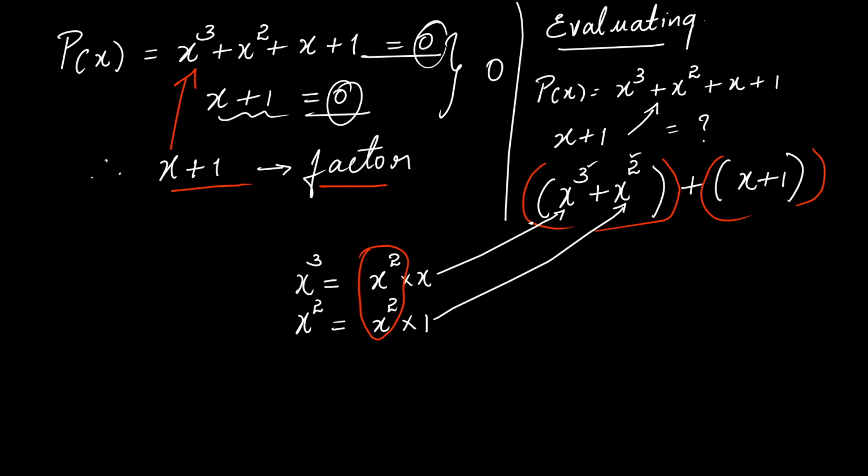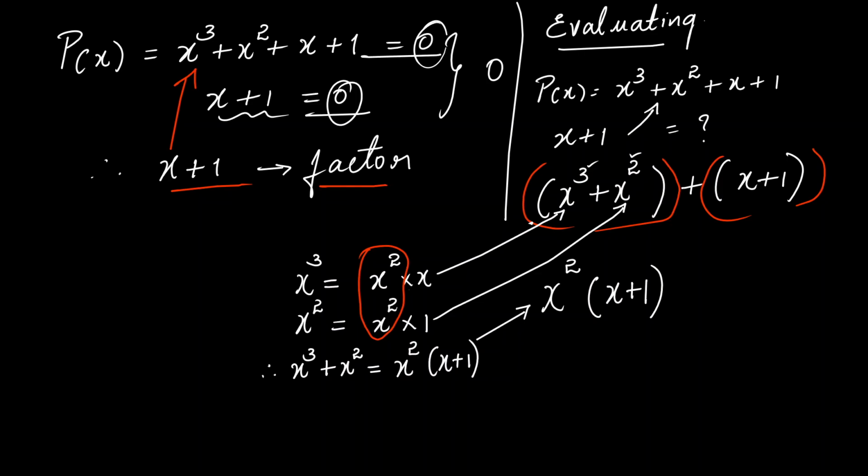So when we take x square common, how do we write? Therefore, x cube plus x square is equal to x square, I am taking x square common, so I am keeping x square outside the bracket. So x square, open the bracket, x plus 1, close the bracket. So we get x square times x plus 1. Now let's solve the second group.